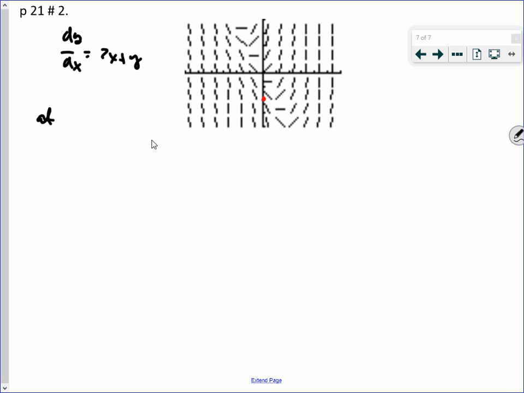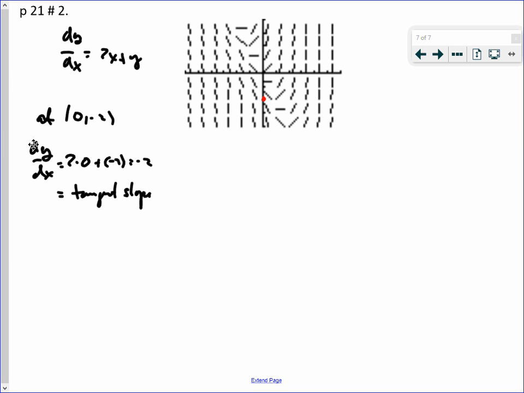Okay. So at (0, -2), dy/dx equals -2. So that's your tangent slope. That's at the red spot I have there. We're asked to sketch a solution curve that passes through that. So it's got a slope of -2.